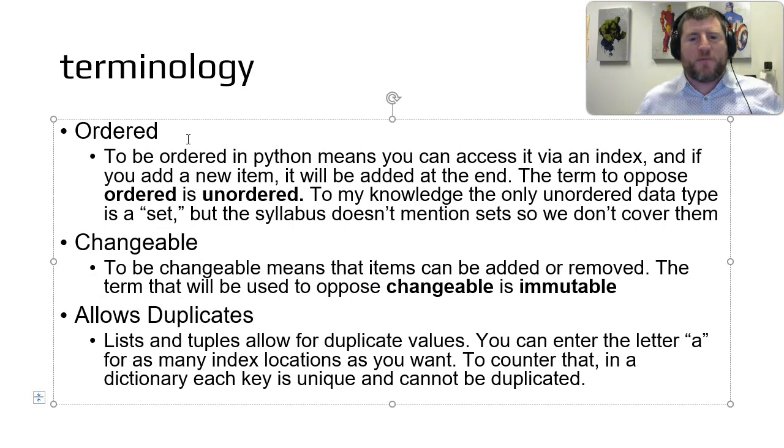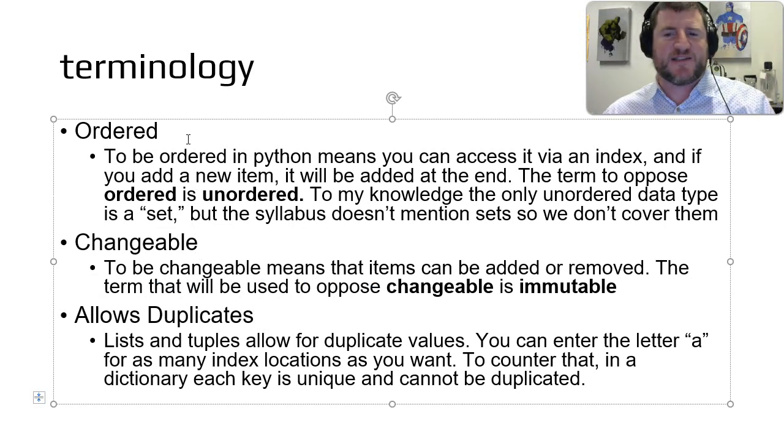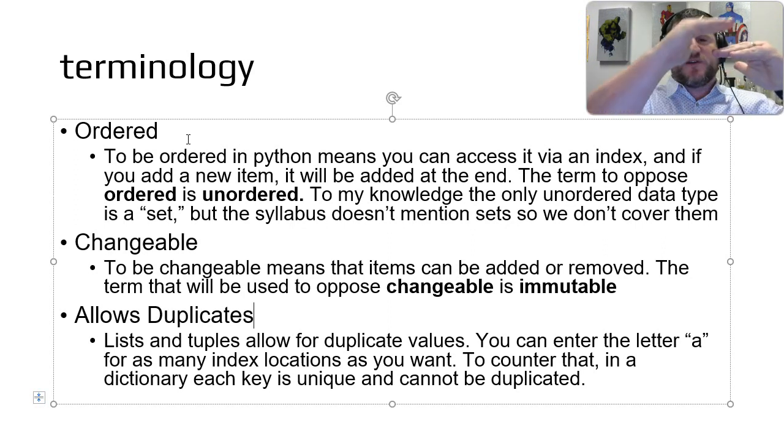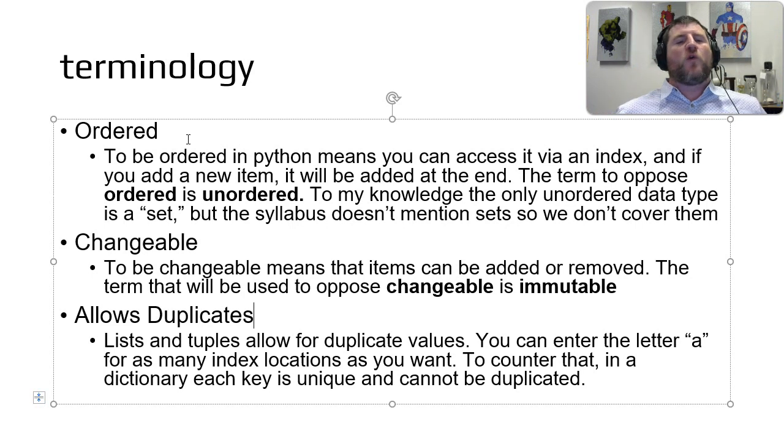So to be ordered in Python generally means you can access it via an index. When the variable is created, everything is in a very specific order, and that order is not going to change, right? So you know that the item in index 4 is always going to be the item in index 4. That means that the variable type is ordered. So lists and tuples are ordered.